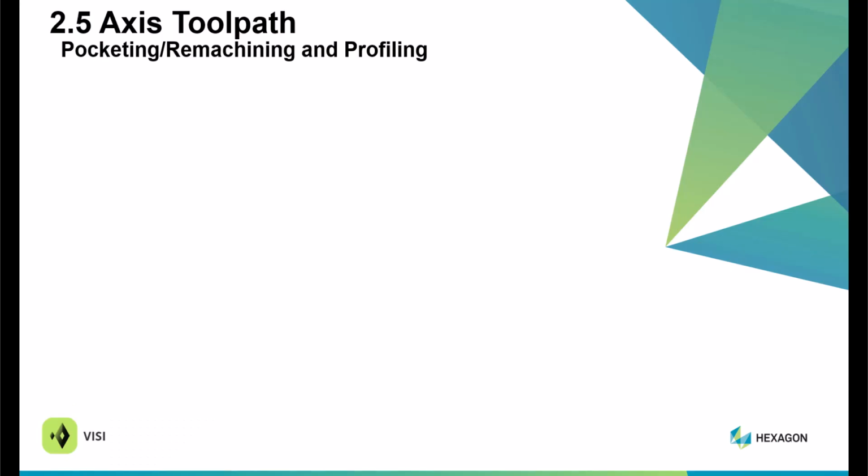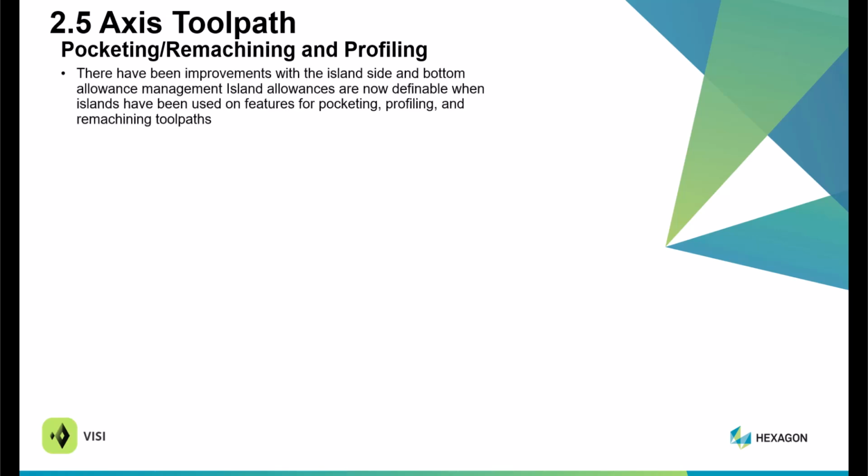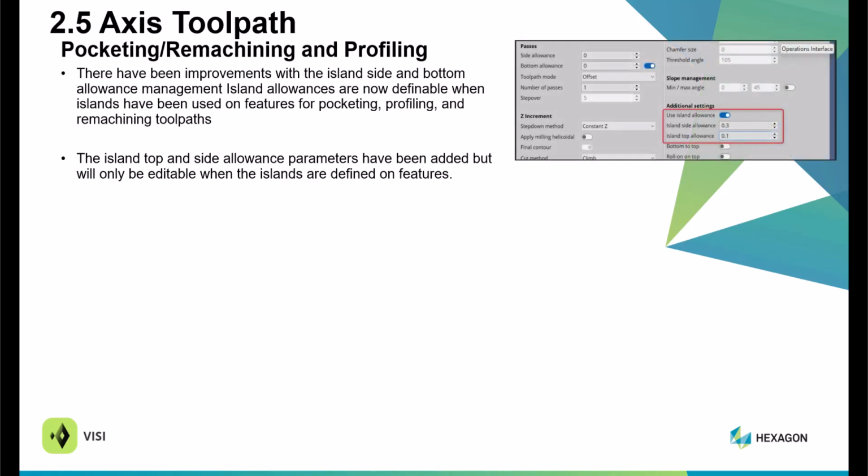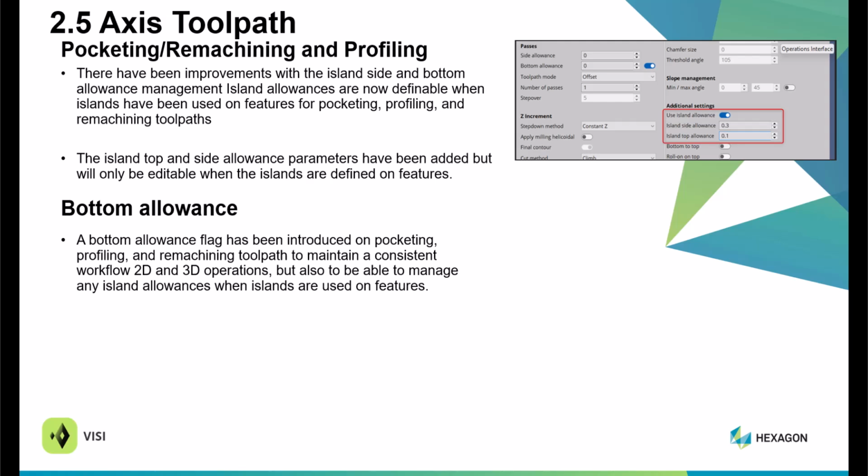Now we're going to get into what's new with pocket remachining and profiling. There have been some improvements with island side and bottom allowance management for island allowances. You now have the ability to define the island allowance and use that within features such as pocketing, profiling, and remachining. The island tops and side allowance parameters have been added and will be editable for the feature as well. A bottom allowance flag has been introduced on pocketing, profiling, and remachining. Toolpath has been maintained for a constant workflow for 2D and 3D operations, but also is able to manage any island allowance when island features are available.